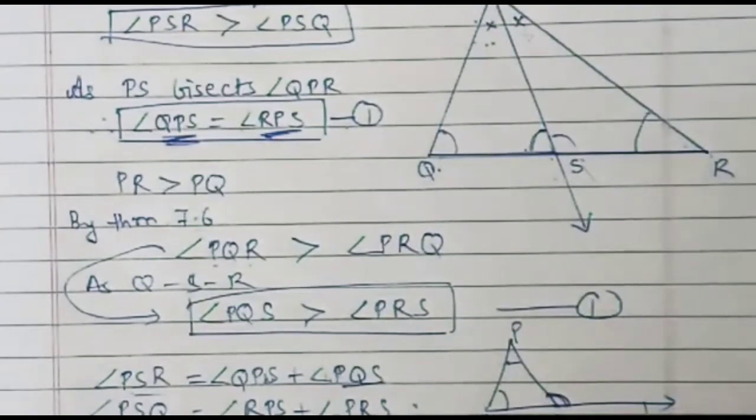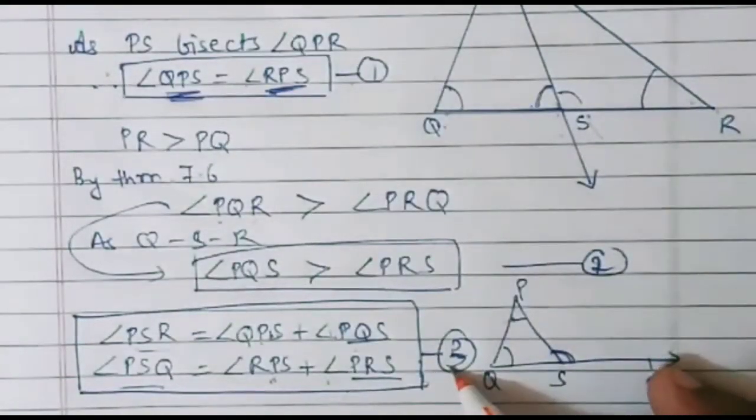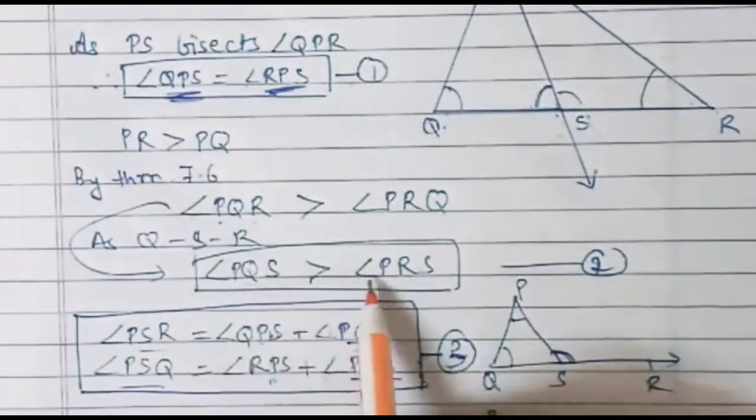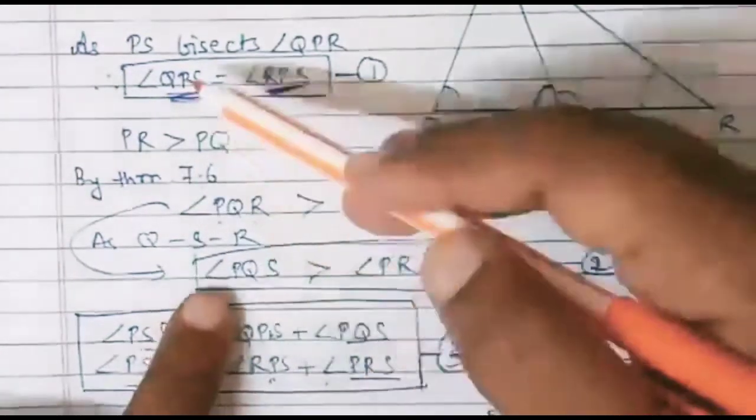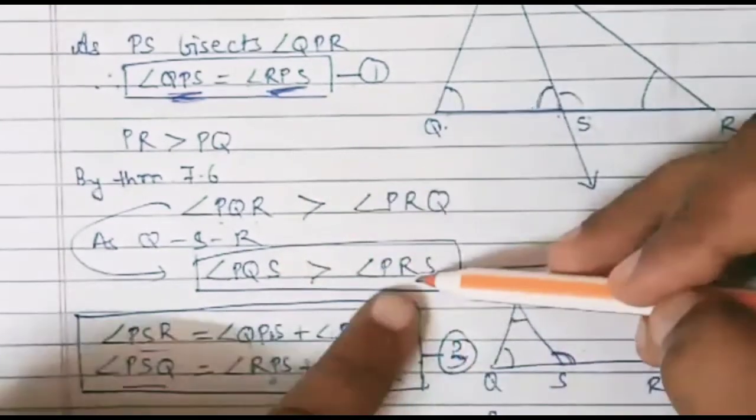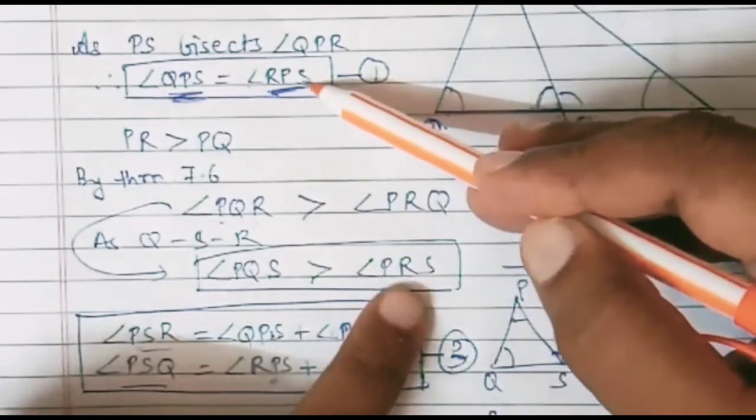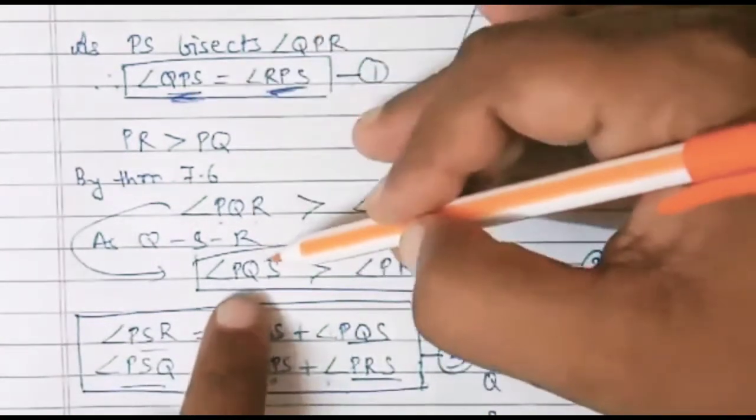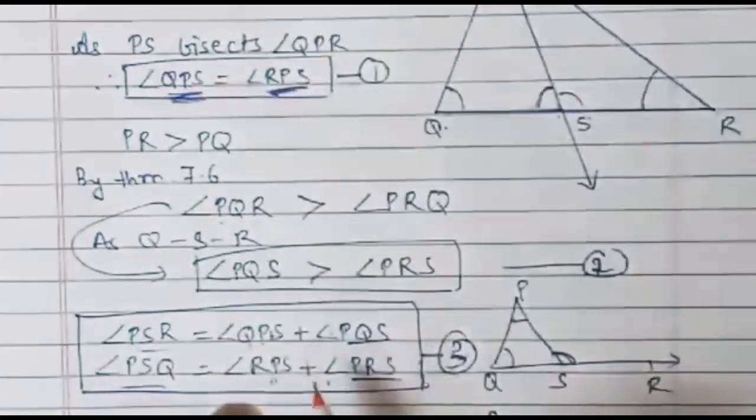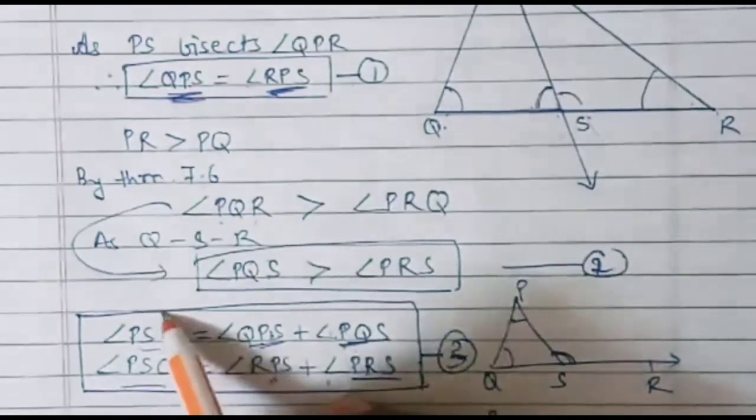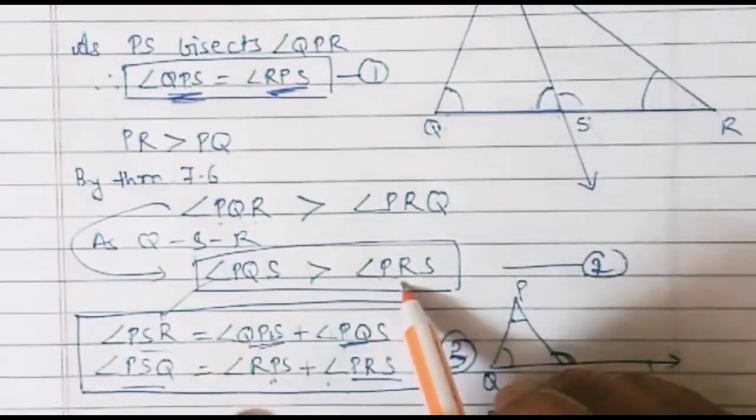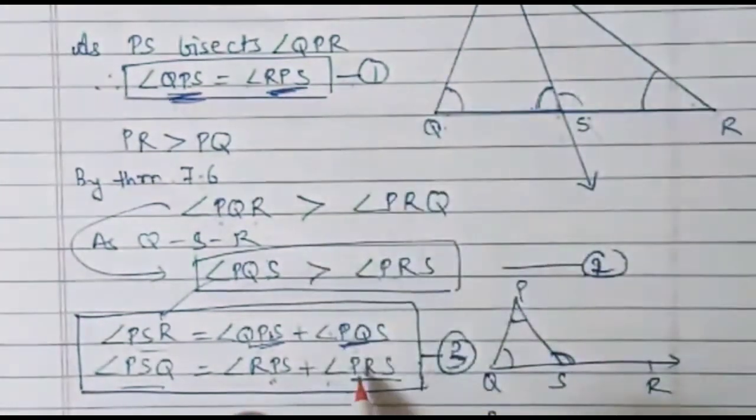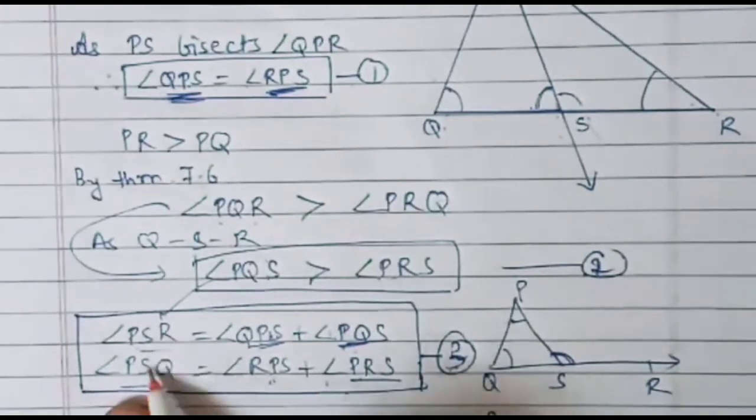So let us write up to that. Now this I have named as result number 3. What I will do is write again by result number 2, angle PQS is greater than PRS. Now these two angles are equal in measure, so I will add QPS to PQS and angle RPS to angle PRS. On the left hand side I will get angle PQS plus QPS, which is PSR by result number 3. On the right hand side I will be getting PRS plus angle RPS, which is PSQ. So we will get our desired result.